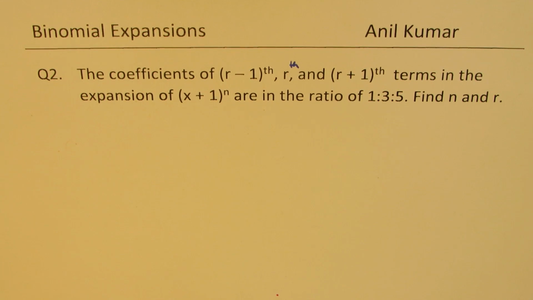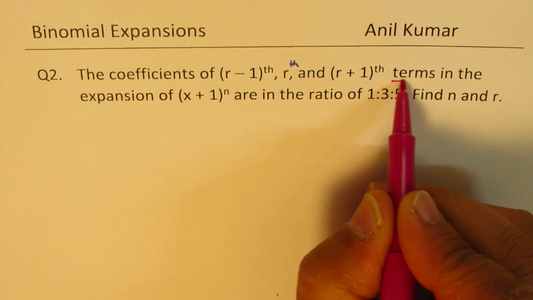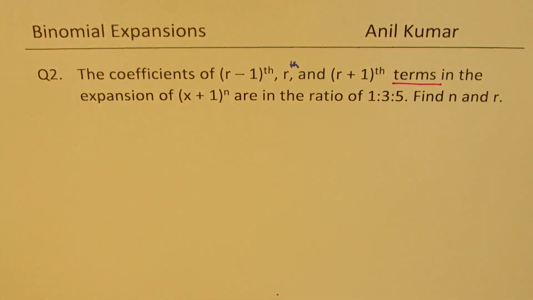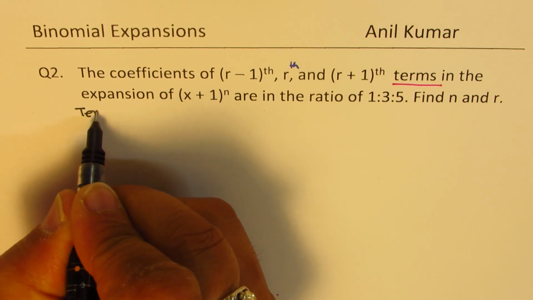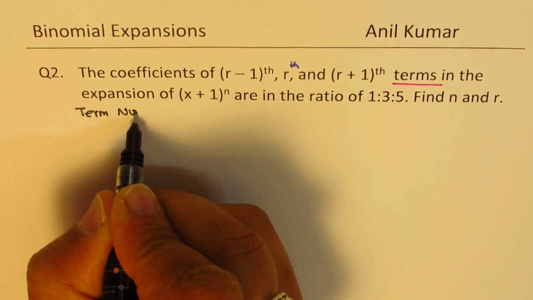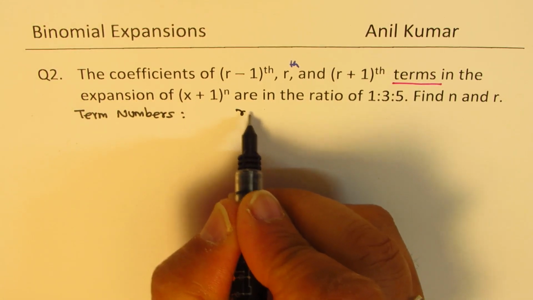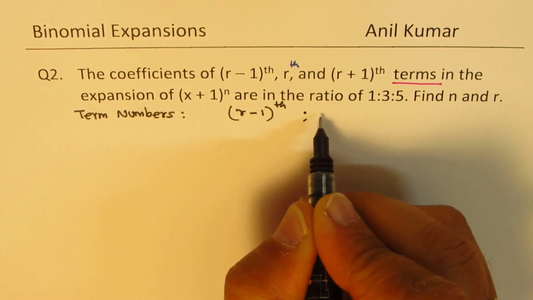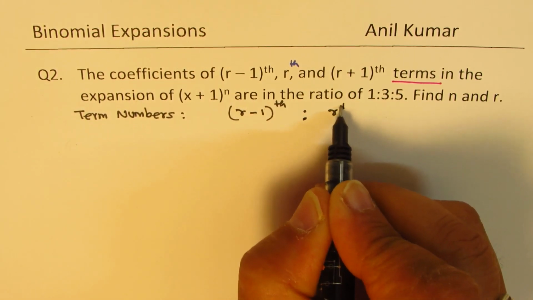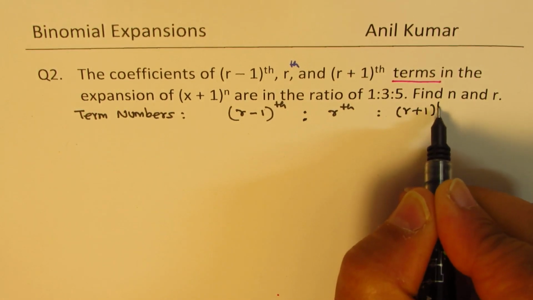So the key here is to understand, we are not given the coefficients, these are the term numbers, right? These are the term numbers. So what are their coefficients? That's important to remember, right? So the term numbers are given to us. Term numbers are r minus 1th is to rth is to r plus 1th, right?